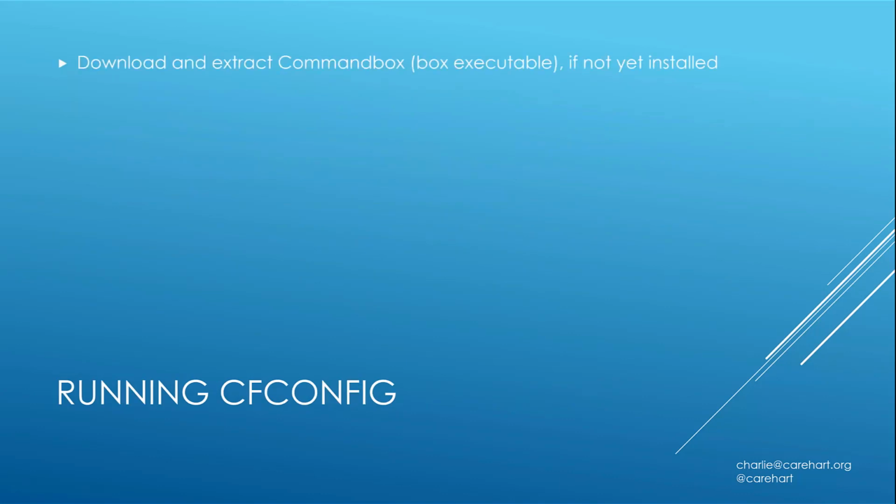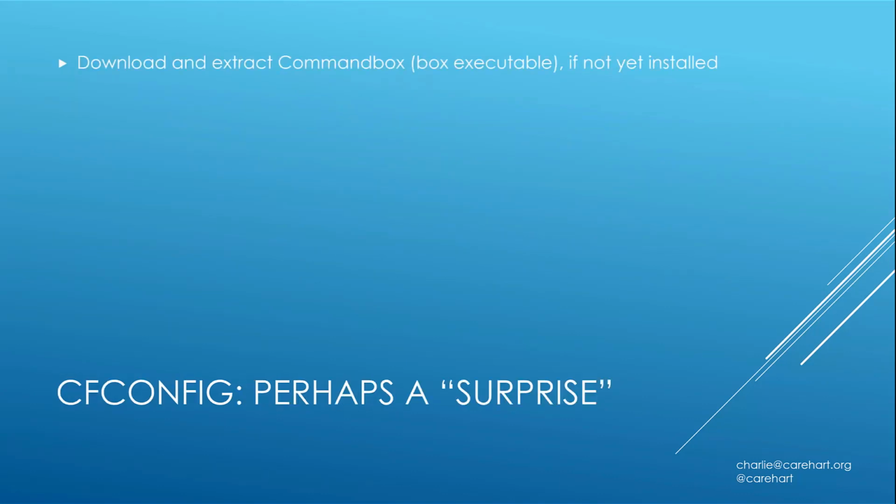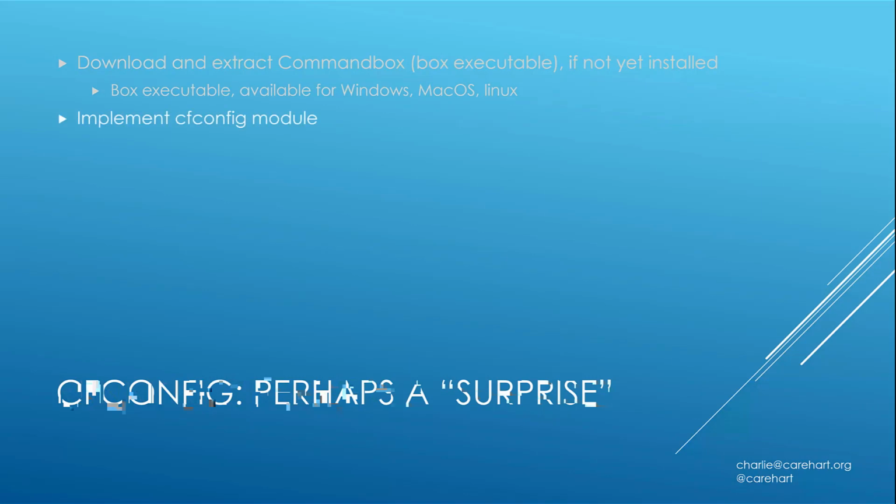Okay, in case you've never used CommandBox before, I just want to clarify, you would just download and extract CommandBox. It's an executable, literally, like for Windows, it's an exe, and it's also available for macOS, Linux, and Debian packages. I'll leave you to dig into that. But on Windows, you would just get the zip, extract it, and put it in a folder. Call it CommandBox if you want. And in there, there'll be a program called box.exe. And you run that box.exe. And then it'll set itself up the first time. And then you can implement the CFConfig module.